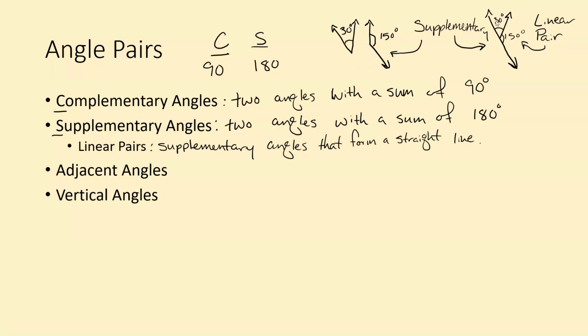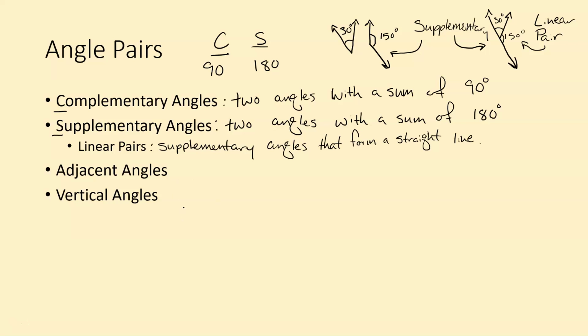This example over here, we have a 30-degree angle, 150-degree angle. These are also supplementary, but they're also linear pairs because we have this straight line here on one side. So definitely draw yourself a picture like this so you can keep these things distinct in your mind. So if I say two angles are supplementary, they are not necessarily attached to each other. If I say they're linear pairs, then yes, they are attached and they have a straight line on one side.